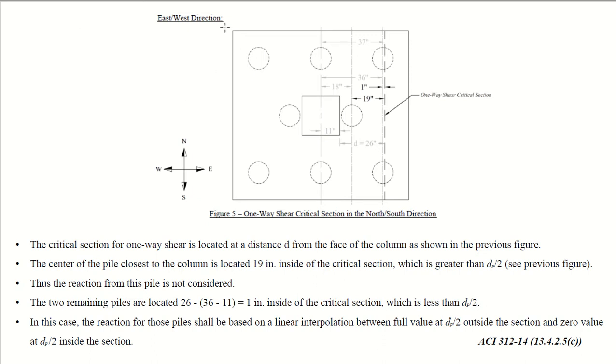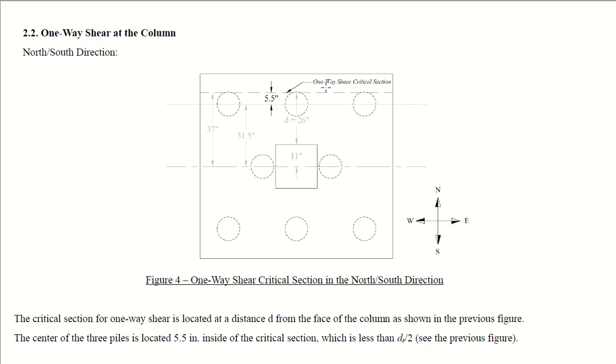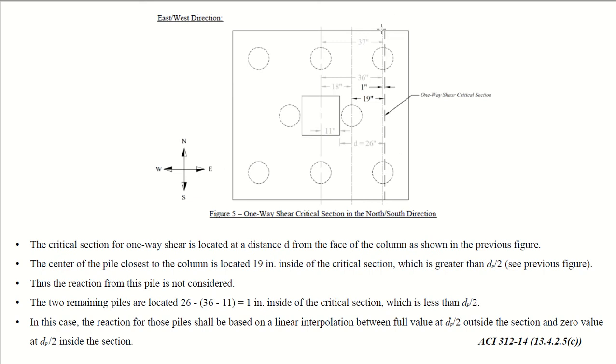The same is the case in the east-west direction. The previous one was in the north-south direction, right? So this was the line. Now in the east-west direction, you will see the critical parameter is at the distance d from the face of the support. So the distance is 26 inches. This is the face of the support. This is the line of critical shear, one-way shear.